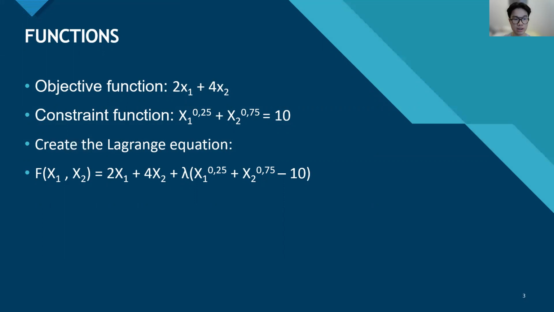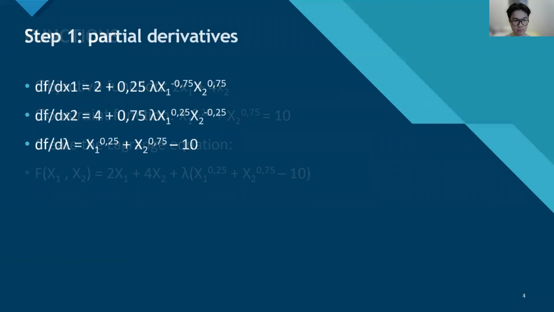After this, we're going to create the Lagrange equation by adding up both functions, but the constraint function must be multiplied with lambda. Right, so after we find the Lagrange equation, step one is to find the partial derivative with respect to each variable. In this case, we have three variables, x1, x2, and lambda. Here's the answer.